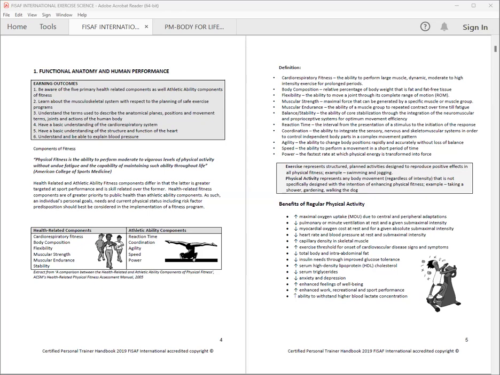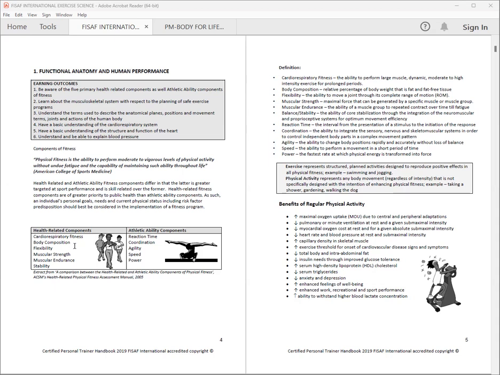So let's very quickly go through from the beginning, okay? So we started here with the health related components and the difference between the athletic ability components. I hope that one is understood and why you need to make sure when you're starting an exercise program for your client that you have all those components in mind, yeah? So you do not focus only on one factor, you will combine all of them, okay?